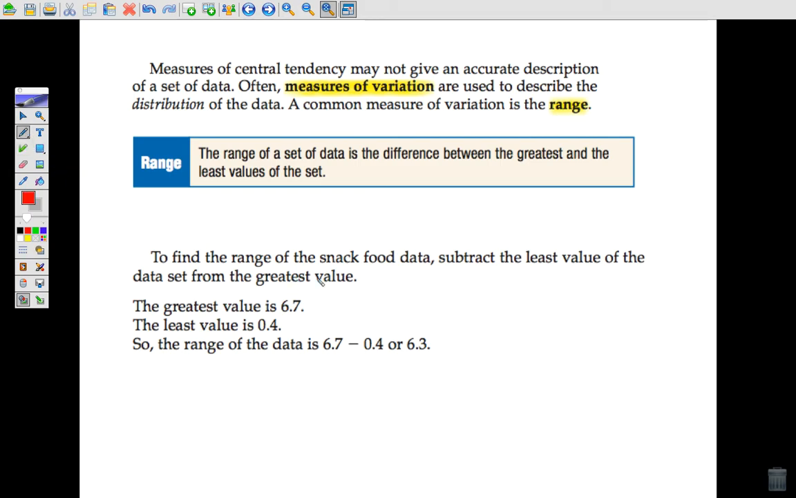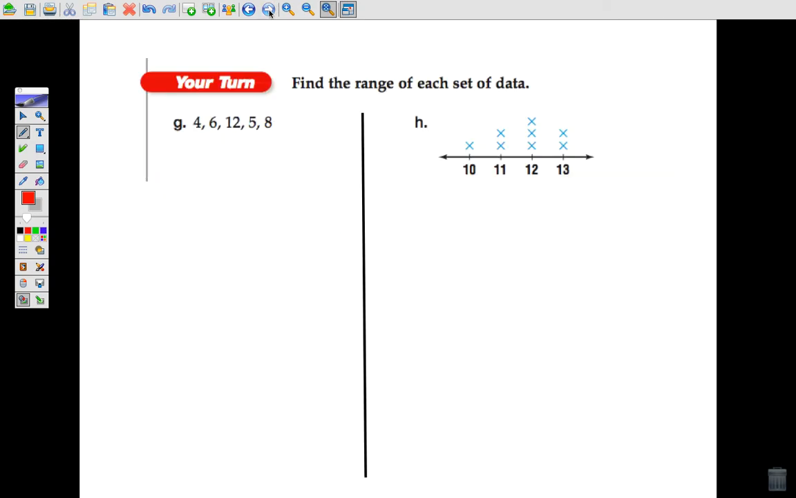So to find the range of the snack food data, subtract the least value from the data set from the greatest value. Pretty simple. The largest number was 67. The least number was 0.4. 67 minus 0.4, 63. That would be the range of the data. Okay? So last slide. If I asked you to find the range of this set of data, you need to find the largest number, which is 12. You need to subtract the smallest number, which is 4, and we get an answer of 8. So the range in this case is 8.